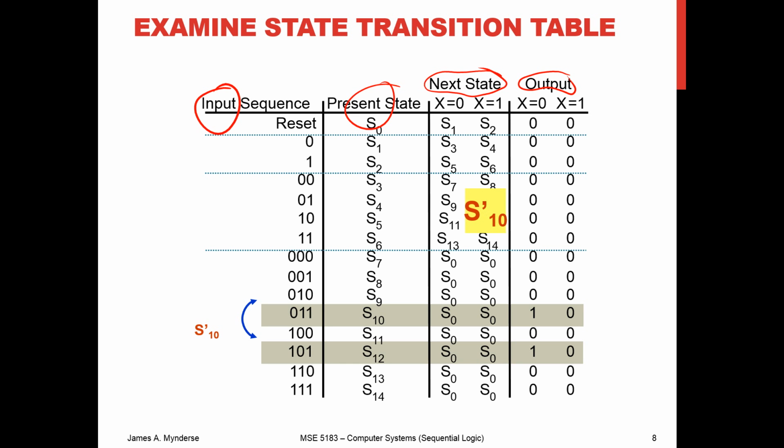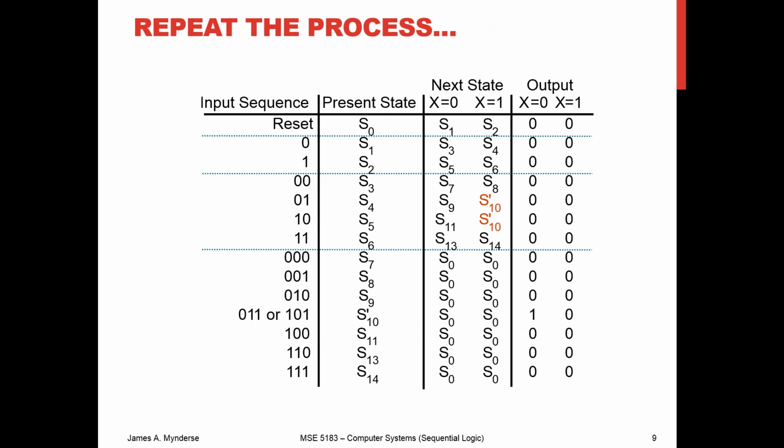And so we'll go back up to everywhere that we found an S10 or S12, and we'll replace it by an S10 prime. Well, we can do the same thing again. So now S10 prime is in there. It's in there as a current state. It's in there as a next state. And we'll go through the whole thing.